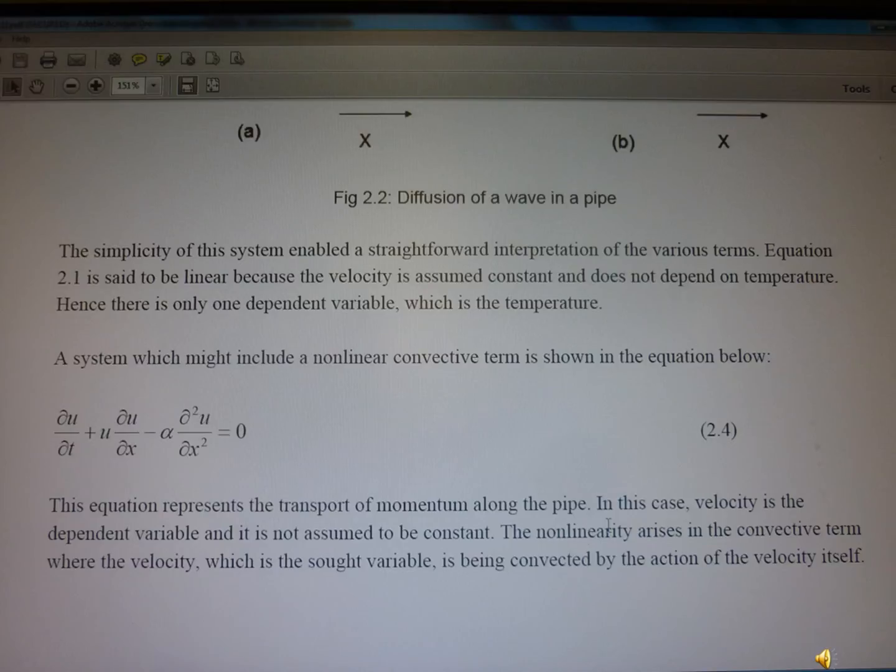So this equation represents the transport of momentum along the pipe when the liquid is flowing in the pipe. This momentum can also be written as an equation, where the velocity is the dependent variable and is not assumed to be constant. Non-linearity arises in the convective term for the velocity. So this equation can be written as del u by del t plus u del u by del x minus alpha del squared u by del x squared equal to 0. This is the equation for the liquid flow in the pipe.